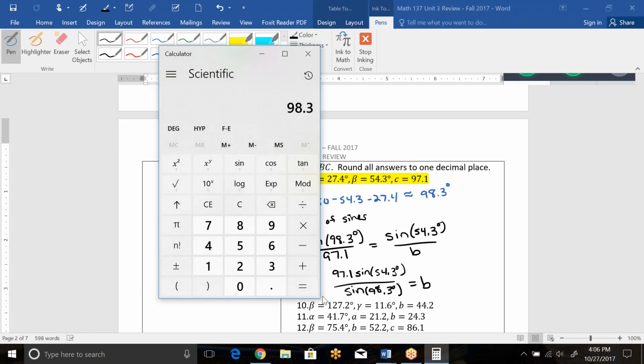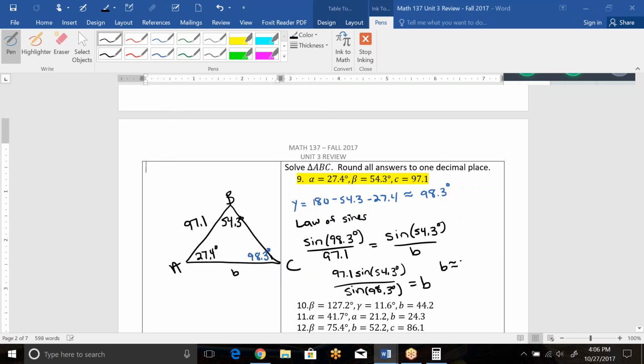So then we look at this. This is 97.1 times sine of 54.3. And then we'll divide that answer by sine of 98.3. Hit enter, and this is approximately 79 point, I guess we're going to one decimal, so 0.7. So b is approximately 79.7.